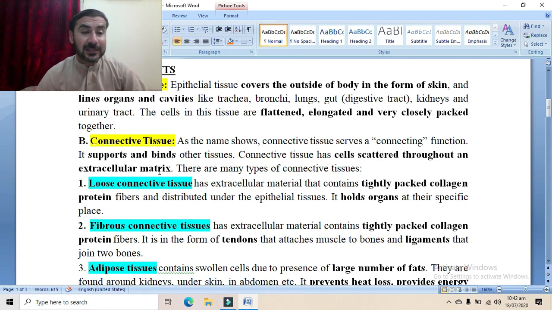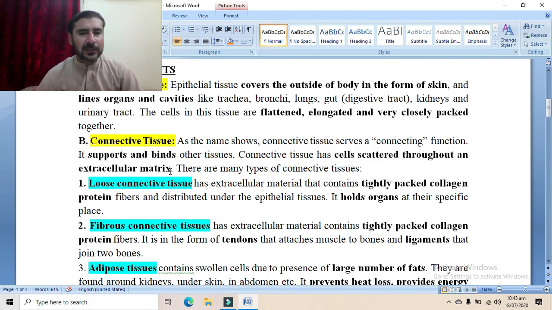Now understand this basic point, that connective tissues are basically a unique type of tissue in that their cells are suspended in a matrix. There is a semi-fluid type of matrix where various protein fibers will be present, and then the cells are present scattered in this fluid matrix. So connective tissue has cells which are scattered throughout an extracellular matrix. Extracellular means outside the cell.